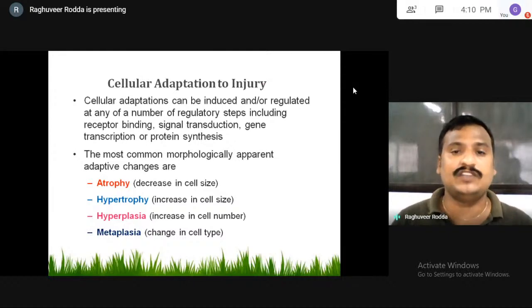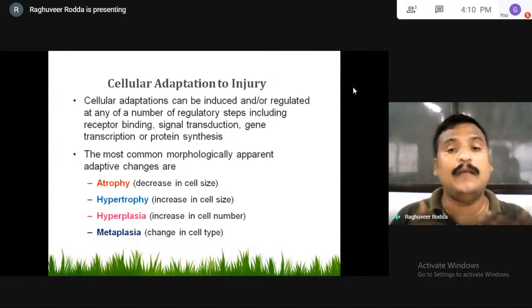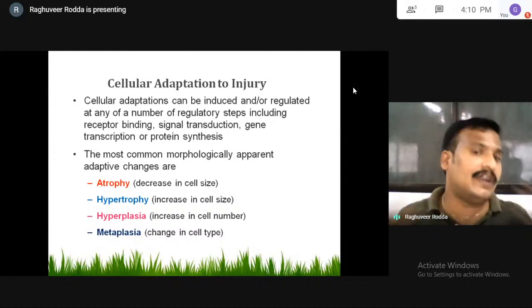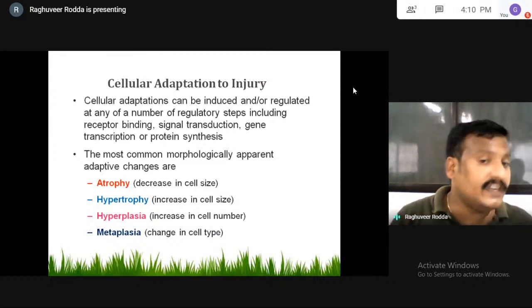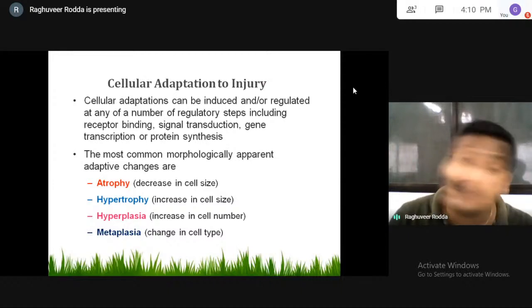So cell adaptation can be induced. This cellular adaptation can be induced and regulated by a number of regulatory steps. Okay, it is not like that the cell adaptations observed are limited to the morphological features or the structure of the cell.